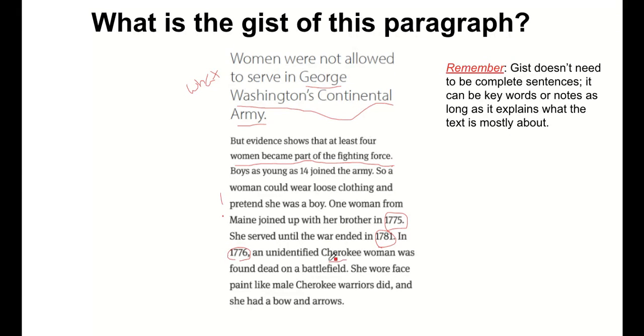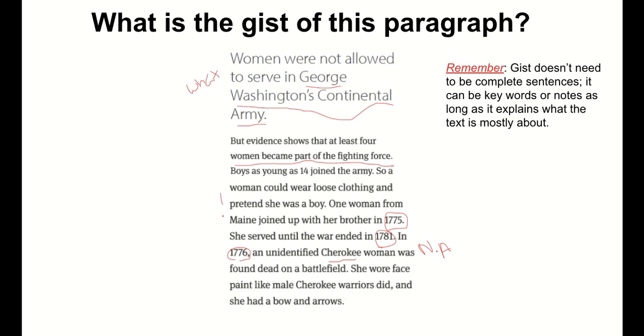Remember, Cherokee are about the Native Americans. I'm going to write Native American. I'm going to put N.A. for Native Americans, just so I know that's who they're talking about. She wore face paint like male Cherokee warriors did, and she had a bow and arrow. So this is actually telling me that she really wasn't, in fact, a Cherokee woman, but she pretended she was so that she could participate in the war.